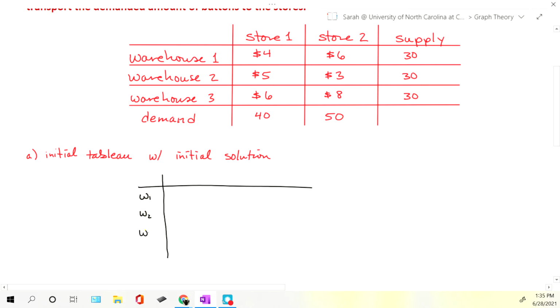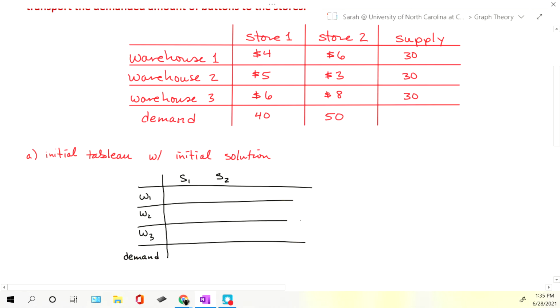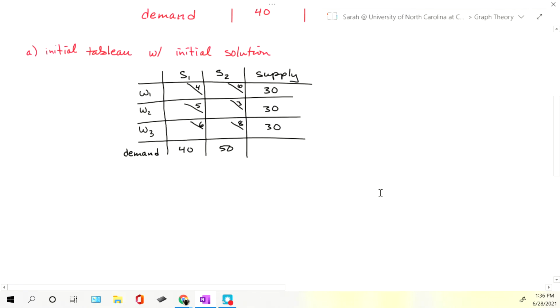And I'm going to go ahead and abbreviate warehouse 1, 2, and 3 with W's, and the stores with S's, just to make my life easier so I don't have to keep writing tons and tons. Okay. So what do we see here? We see that for warehouse 1, we have a cost of 4 to ship to store 2, then 6, then 5, then 3, and so forth. We then look at our supply, and all of our warehouses have a supply of 30 units. And for our stores, we see that we have a demand of the 40 and 50 we saw before. So this would be the initial tableau.